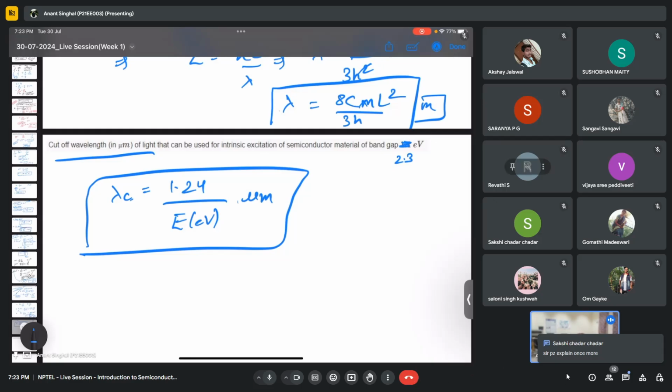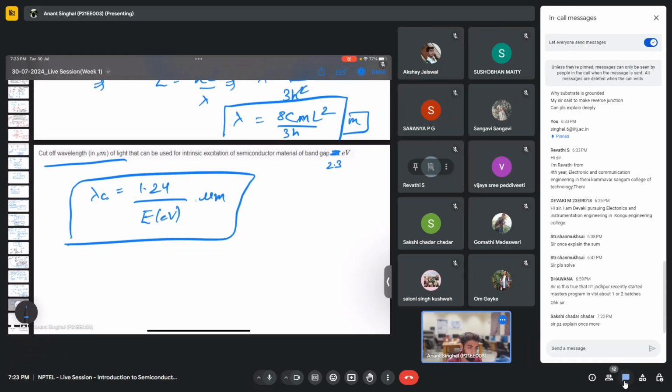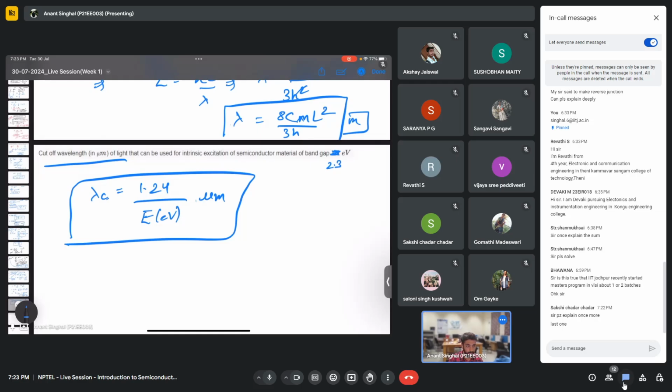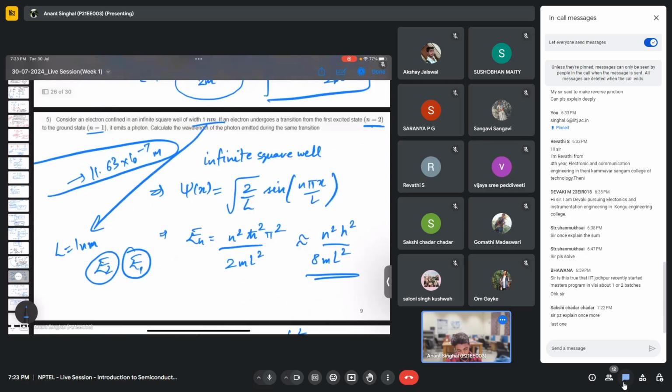Which question you are asking about? Which particular question? The last one or this one? Sakshi, could you please confirm? This question you are saying?